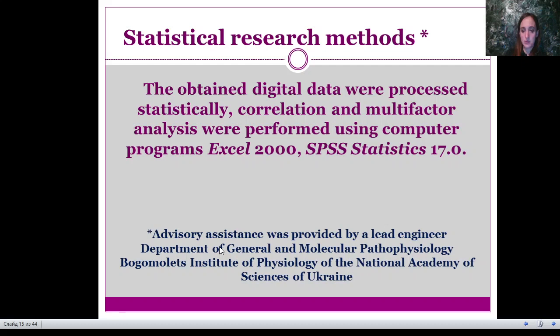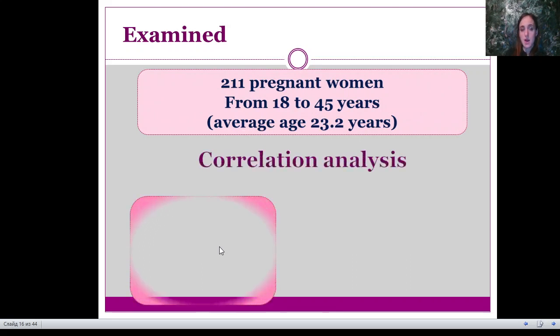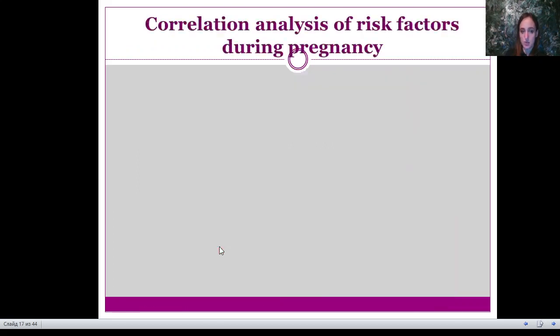And we examined, in our article, 211 pregnant women from 18 to 45 years, and in this group the average age was 23 years, and correlation of our results, 63 pregnant women and 63 children.